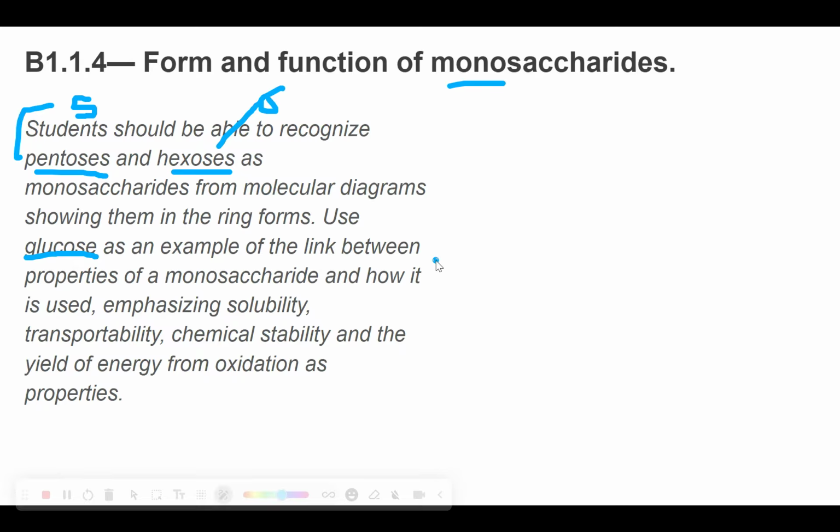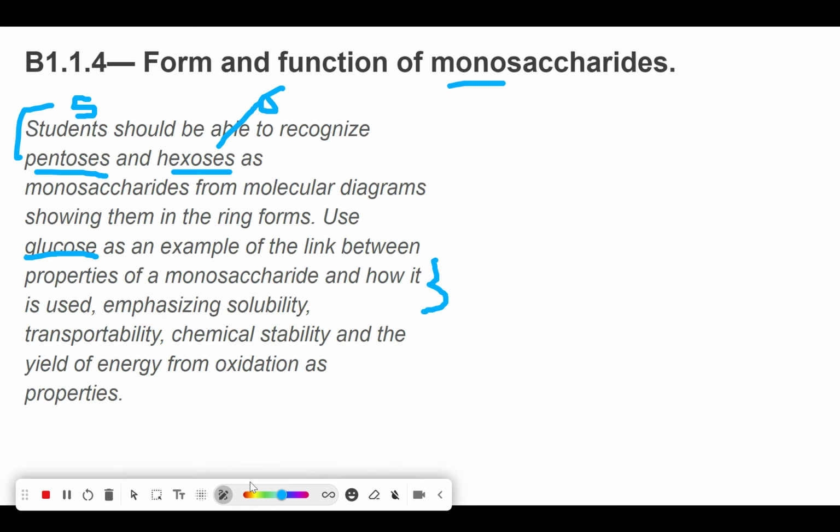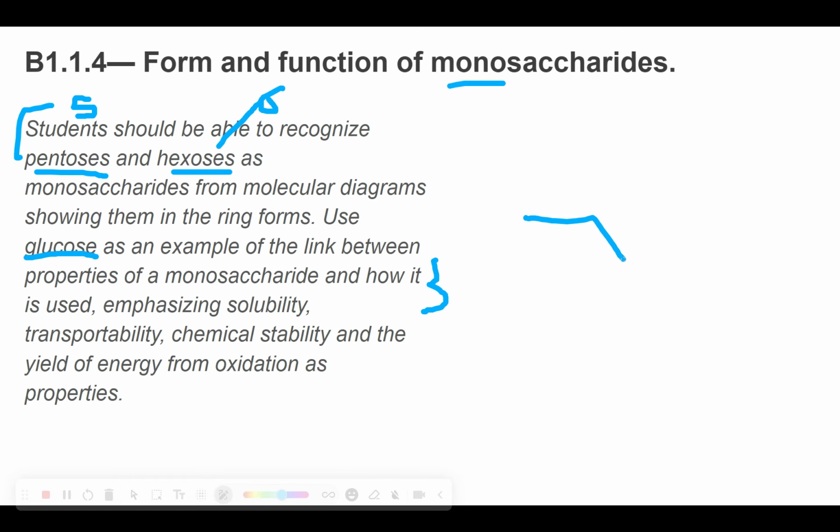So this is that thing of linking form and function. And the functions or the properties that you should be familiar with are solubility, transportability, chemical stability, and the yield of energy from oxidation as properties. But first, let's just quickly go over the idea of 1, 2, 3, 4, 5, 6.